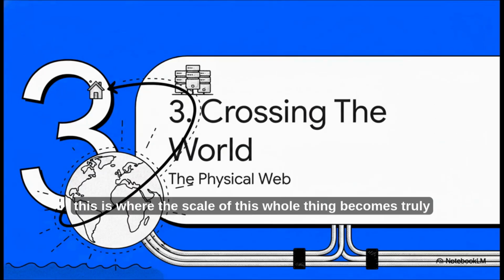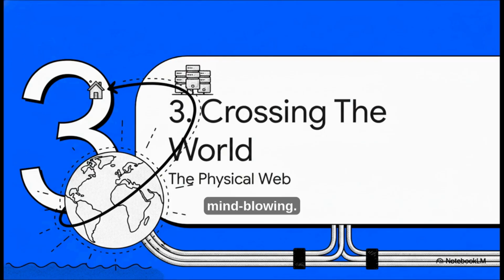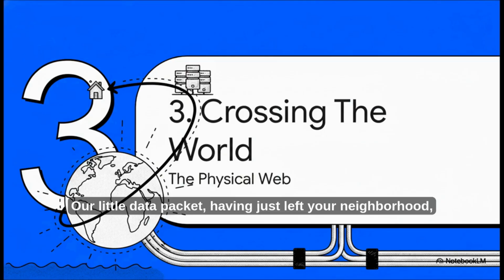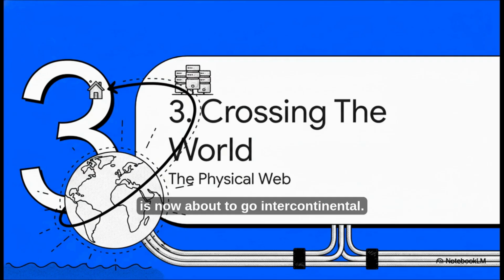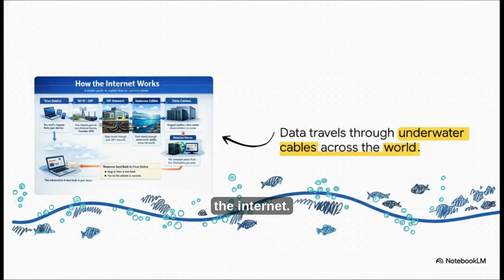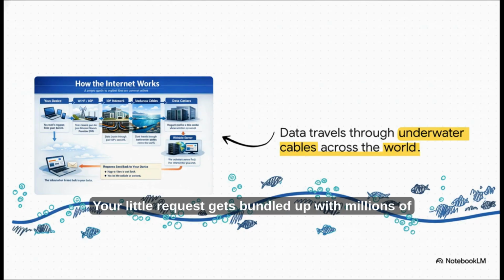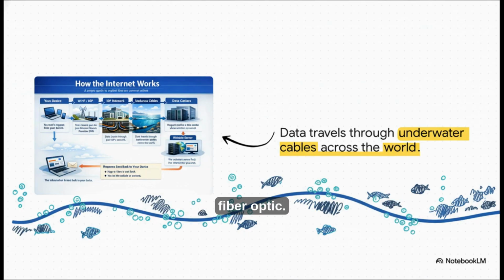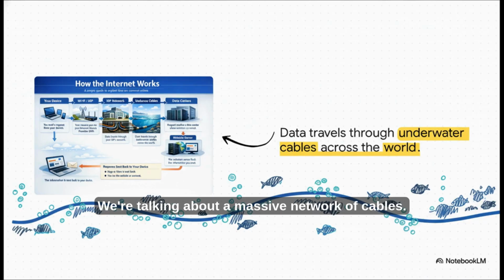And this is where the scale of this whole thing becomes truly mind-blowing. Our little data packet, having just left your neighborhood, is now about to go intercontinental. This right here is the physical backbone of the internet. Your little request gets bundled up with millions of others and fired as tiny pulses of light through fiber optic cables that are laid all across the ocean floor. We are talking about a massive network of cables, some no thicker than a garden hose, stretching for thousands and thousands of miles under the crushing pressure of the deep sea. It's an incredible feat of engineering.